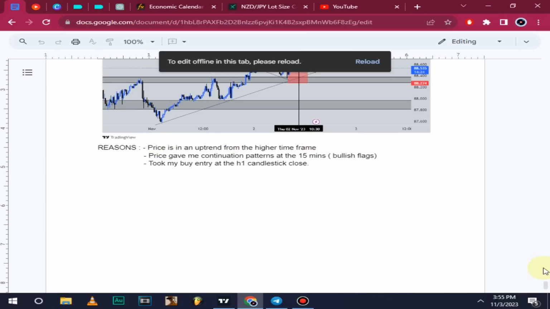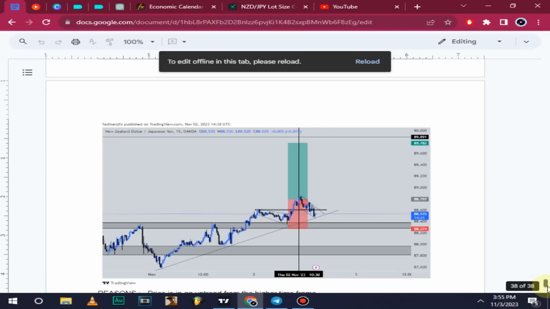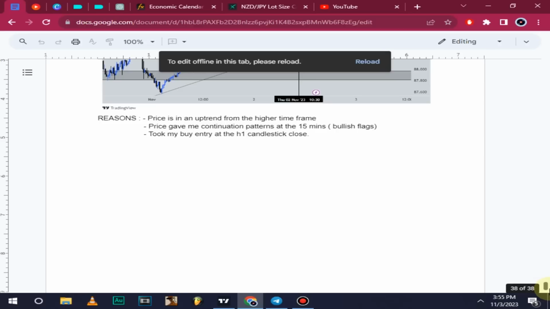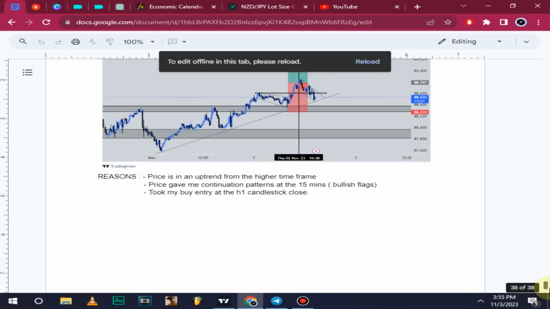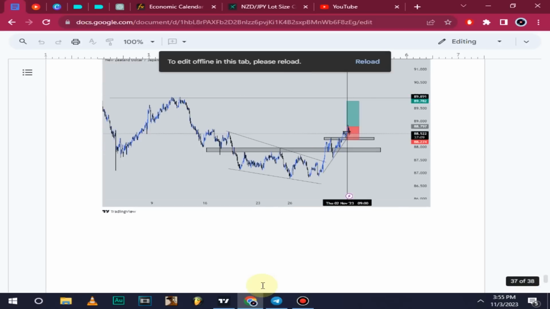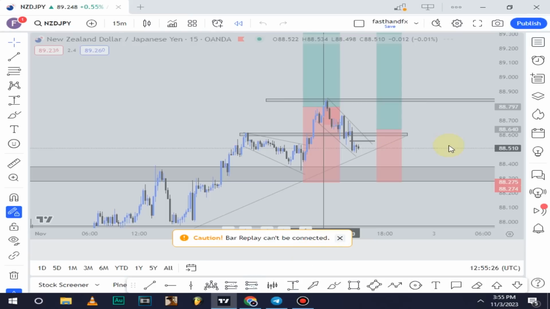Price is in an uptrend from the higher time frame. That one confirmed. Price gave me a continuation pattern at the 15 minute. I've talked about the bullish flag, then I took my buy entry at the H1 candlestick close. Boom, you see, that's what's up. So let's continue.